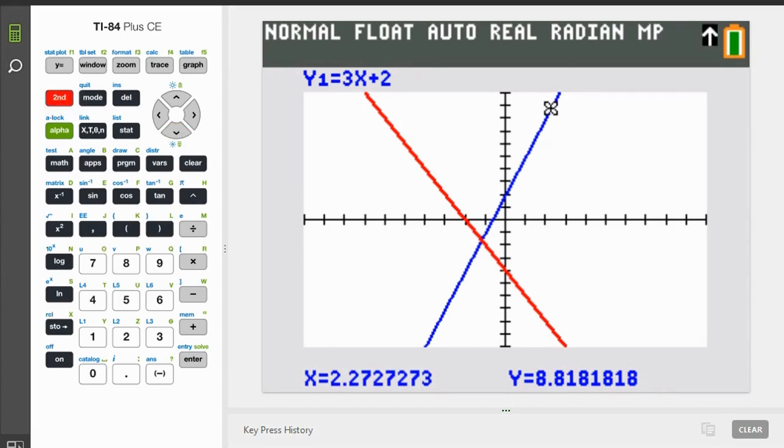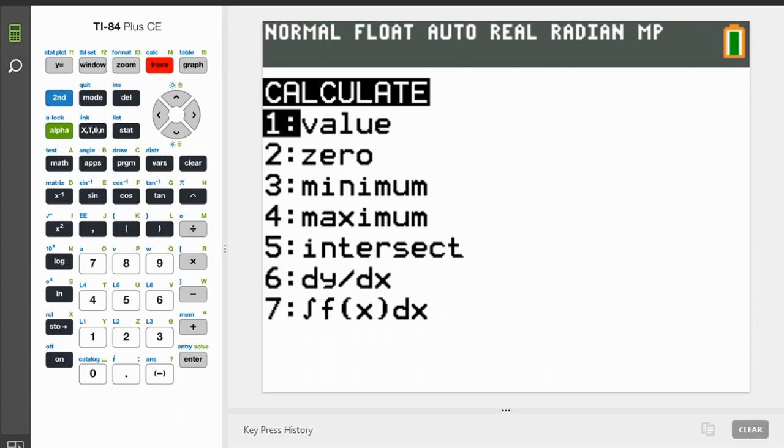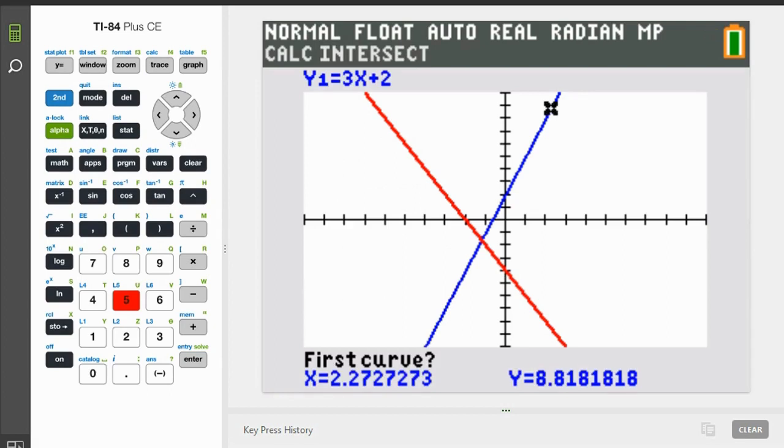If you want to find where they intersect, you hit second trace. Second trace leads you to, notice in blue, there's a little button that says calc. So you end up getting options for ways to calculate things. You can calculate a value, you can calculate zeros. We'll do all those things throughout the year. But the one we want to focus on today is intersect. So that's option 5. The intersection finds the intersection.